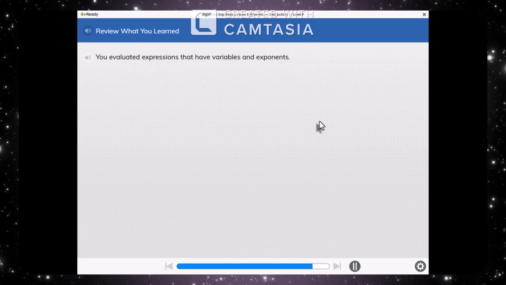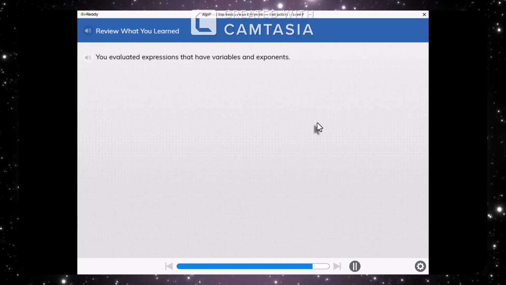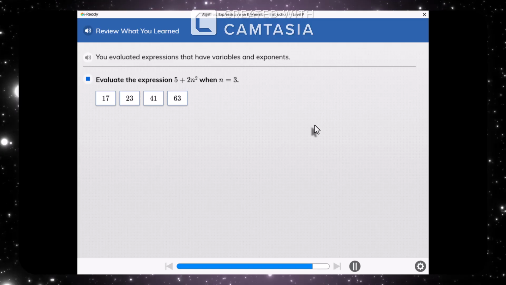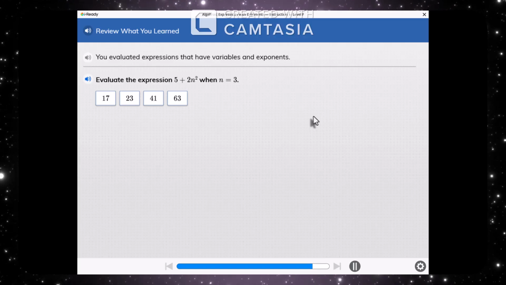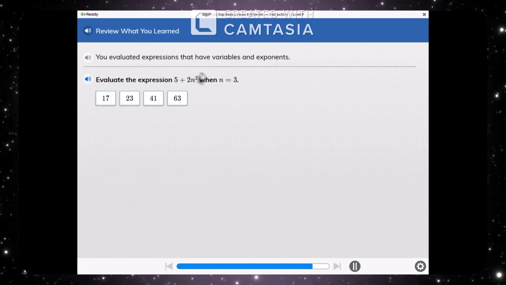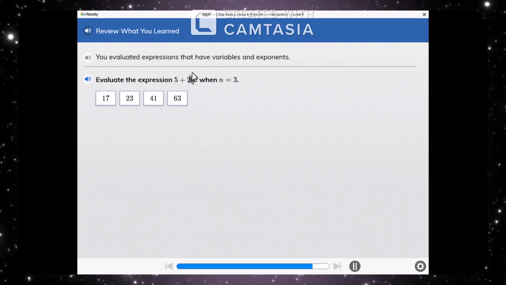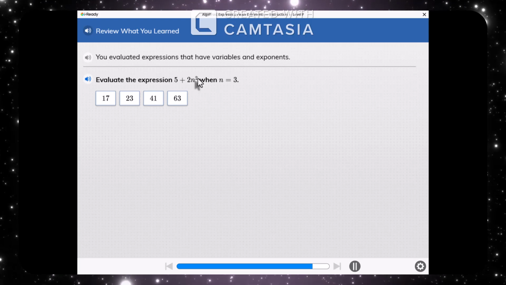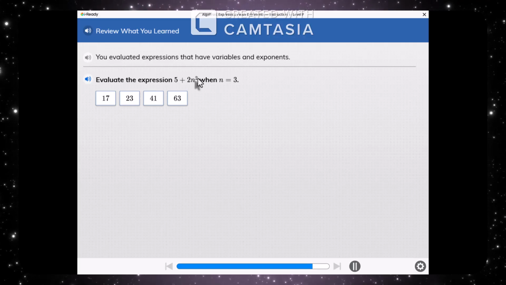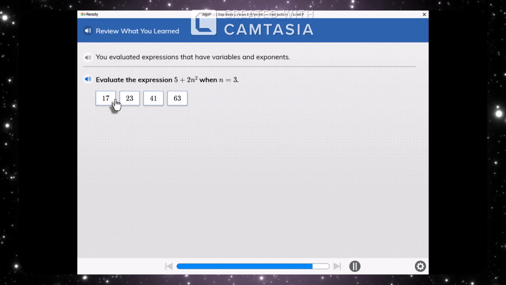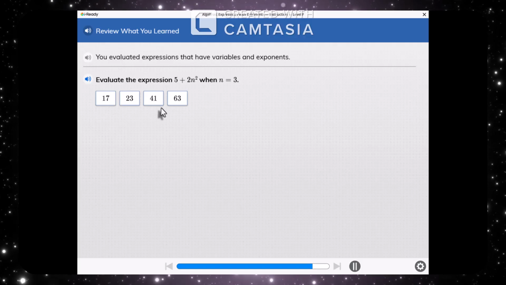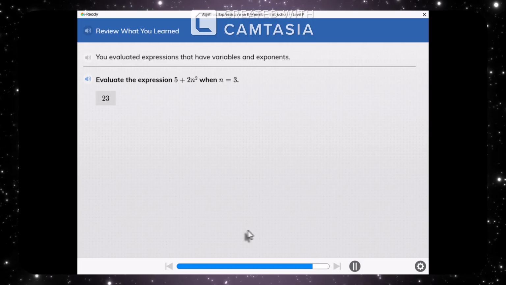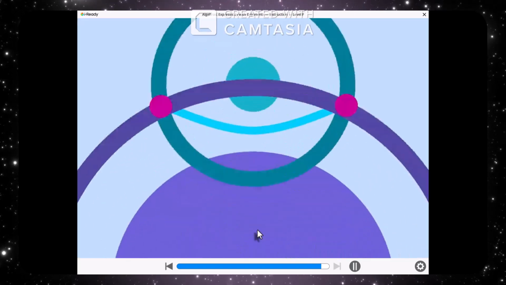You evaluated expressions that have variables and exponents. Evaluate the expression 5 plus 2n squared when n equals 3. Okay. So then n equals 3, so it's 6. 2 times 6. Wait, no, wait. That's going to be 3 times 3 is 9. 18 plus 5 is 23. Next.